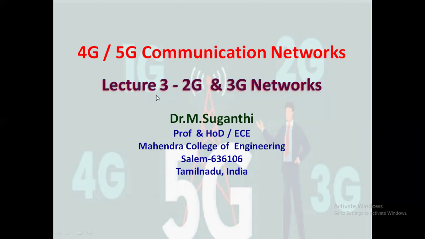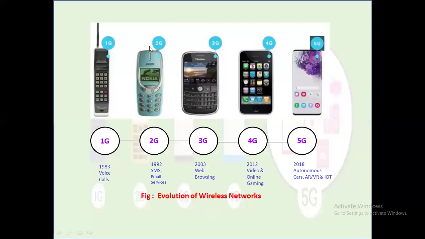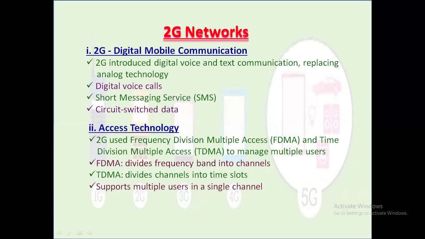And in this lecture, that is lecture number 3, we will briefly discuss 2G and 3G networks. So this is the 2G network device. This is the 3G network device. Compared to 1G, the size of these two devices is smaller, a miniaturization of the 1G network. First, we will move on to the 2G network.